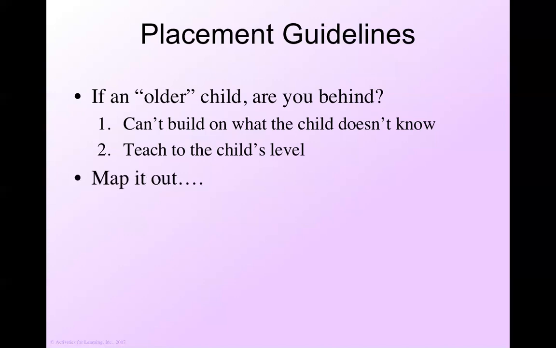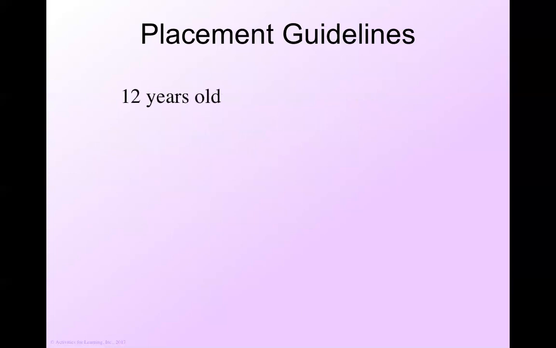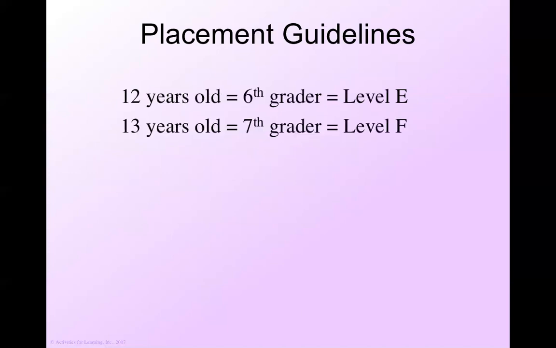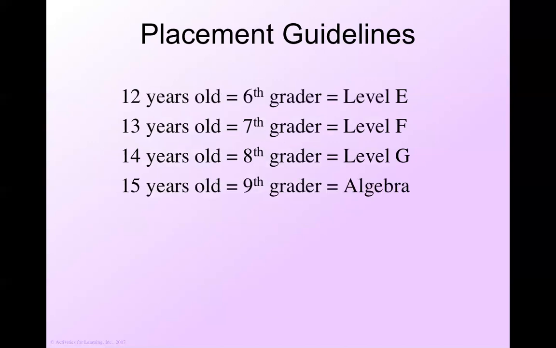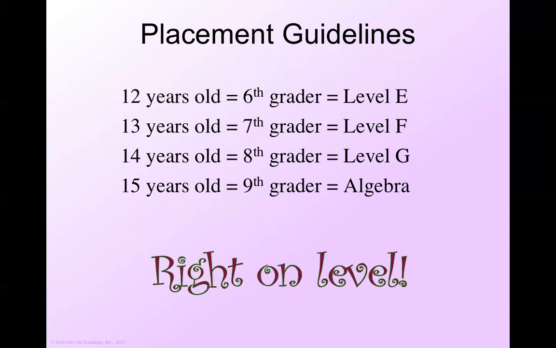Okay, so let's just map it out. We have a 6th grader who's 12 years old, and we're looking and we're like, you know what? Level E is really the next step for them mathematically. So we'll do level E this year. That means in 7th grade, we do level F, 8th grade, level G, 9th grade, algebra. That's right on level. You're fine.